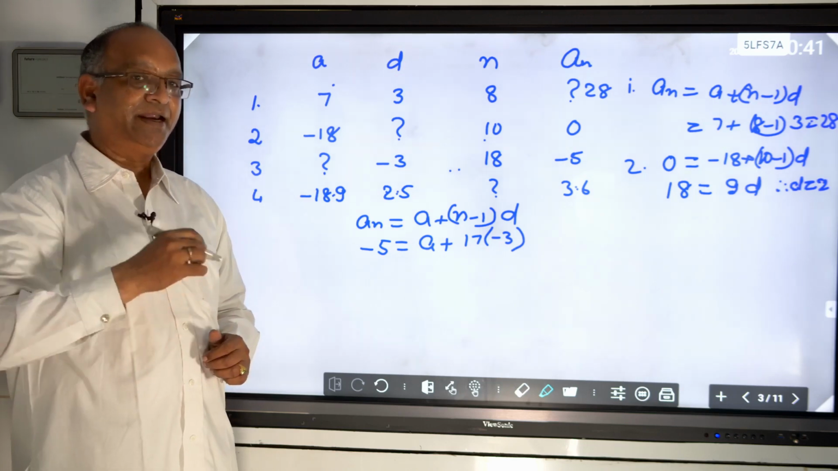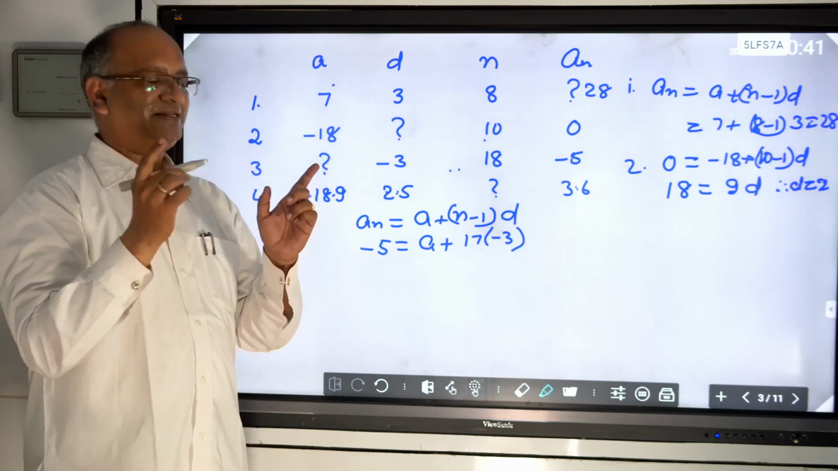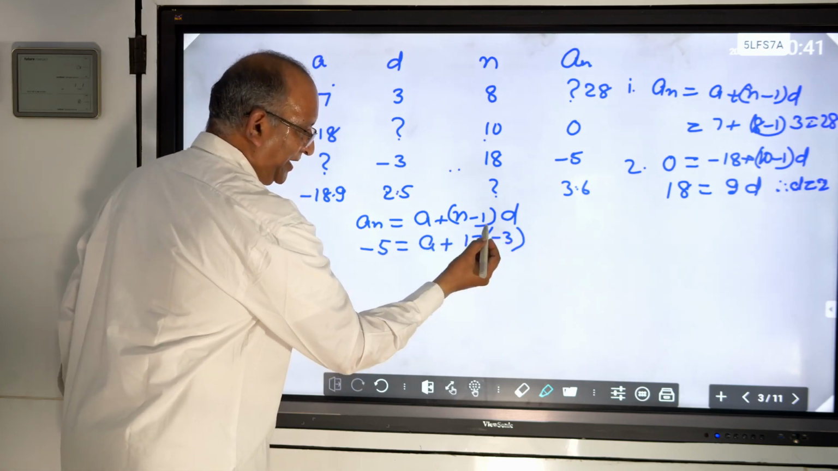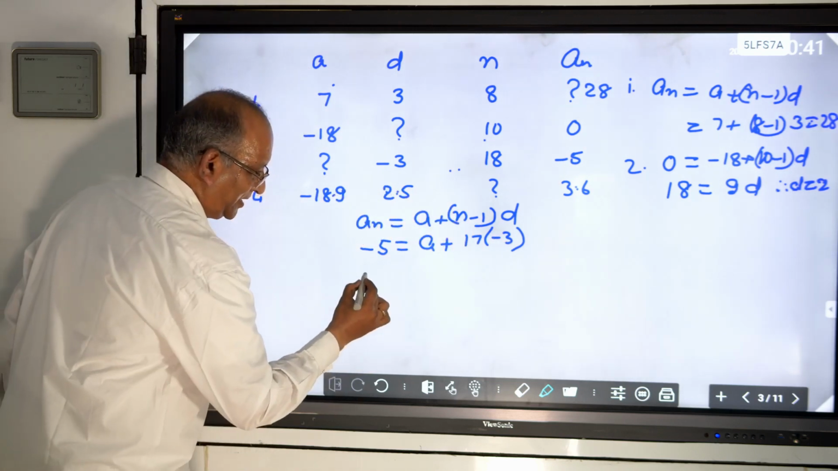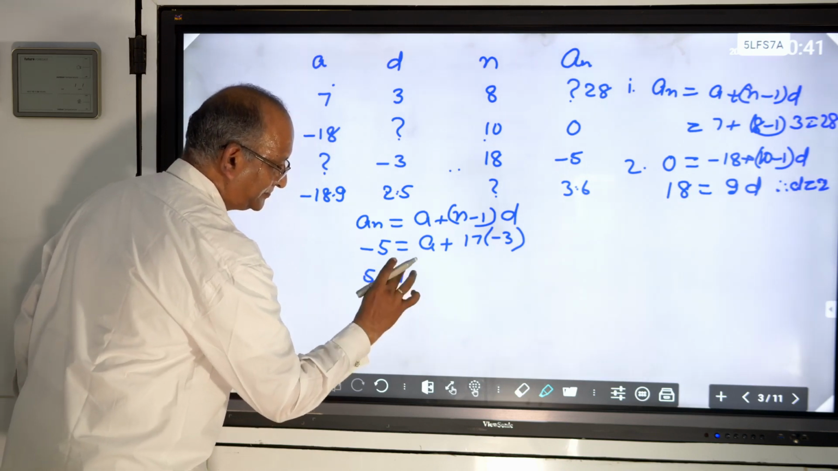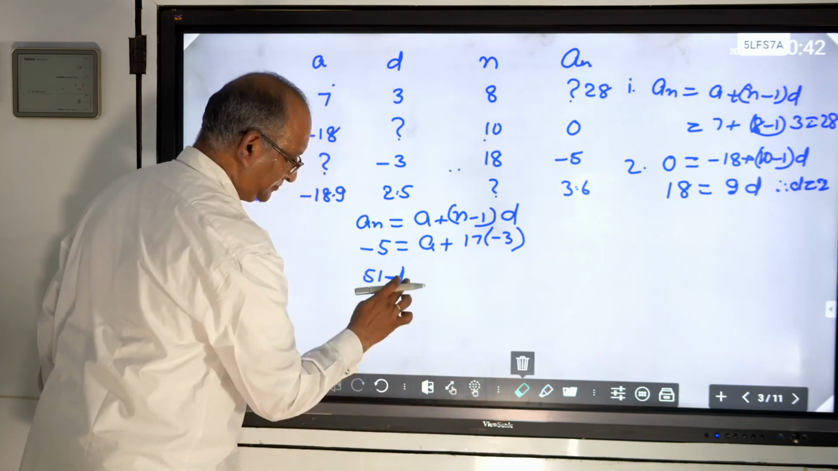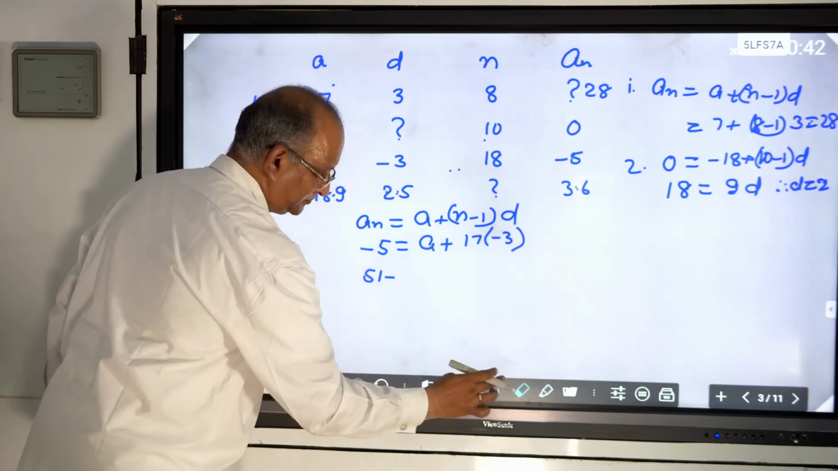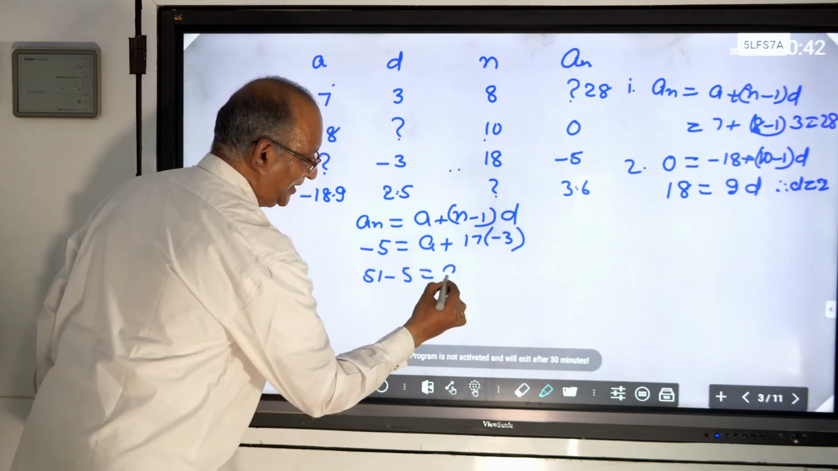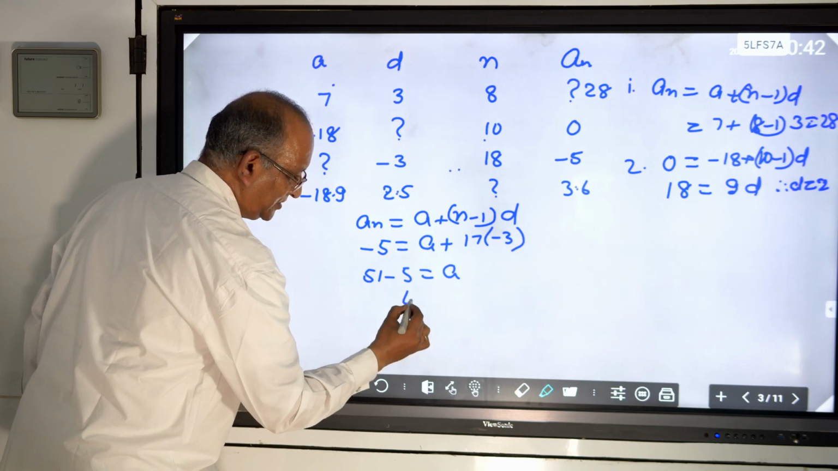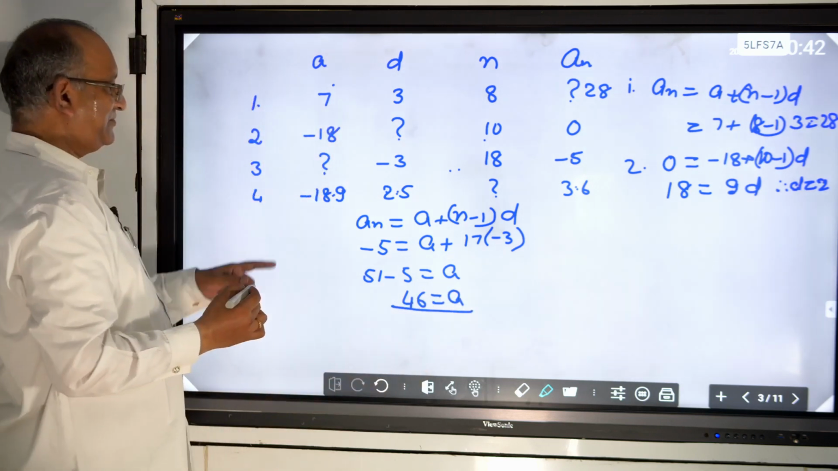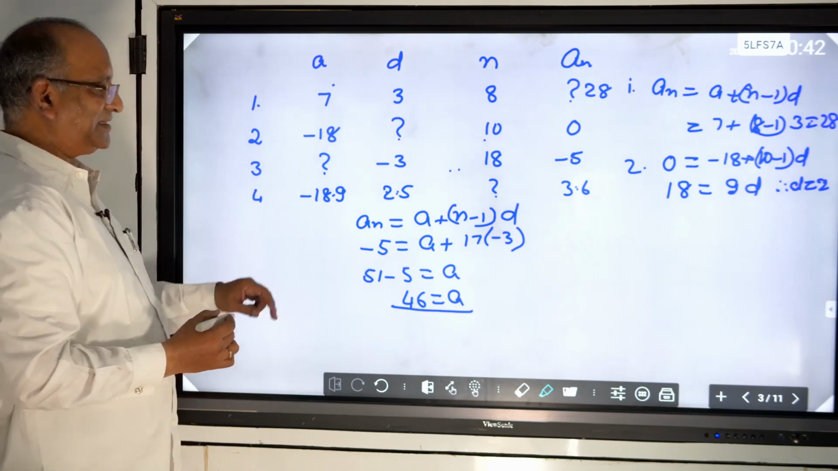It is 17 into minus 3. So since it is negative, put it in bracket. So 17 3s are 51. Get minus 51 to this side. It will become plus 51 minus 5 equal to a. So 51 minus 5 is 46. 46 is equal to a. This is the answer for the third one. Come to the last one.